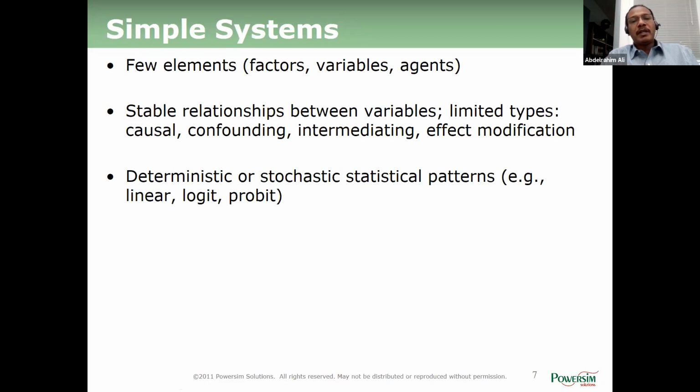In the simple system, you have few elements, few factors, variables, or agents, and there is always a stable relationship between the variables. You have very limited types of causal relationship, limited confounding, and the effect modification is limited in these systems. And usually the relationship is very deterministic statistically. You can see the pattern very obviously. So these are the main characteristics of the simple system.